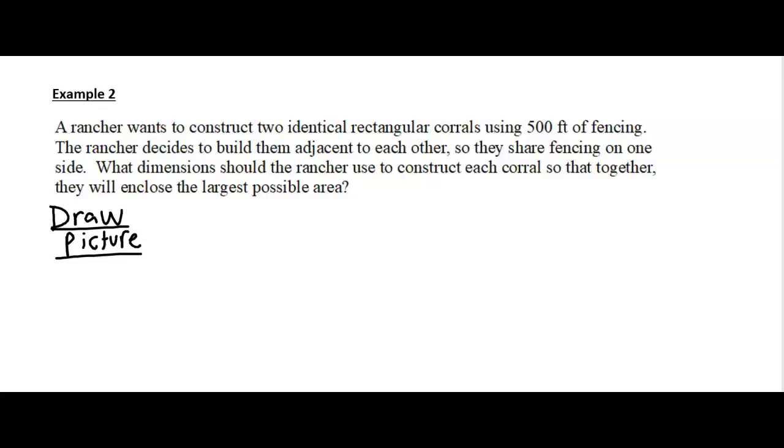Well, he says that he is creating 2 identical rectangular corrals, so they're rectangles, and they're put together so that they share a side. So when I visualize this, I see 2 rectangles put together, and they're the same exact size. So 2 congruent rectangles joined together at a common side there, right?